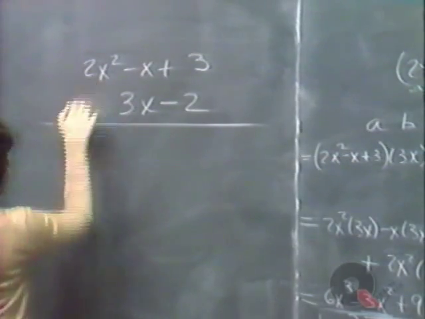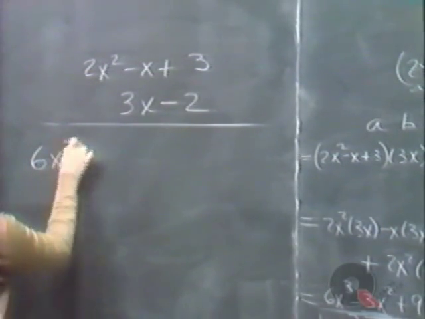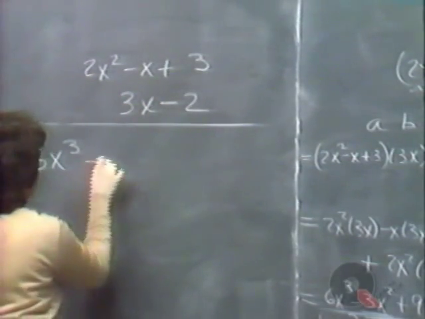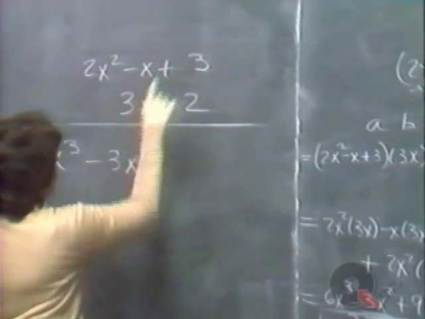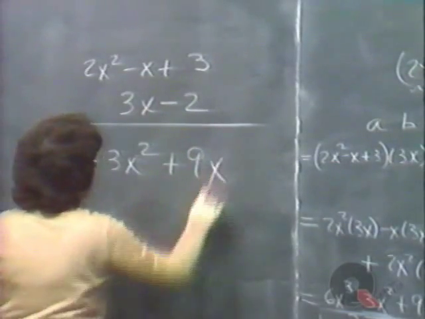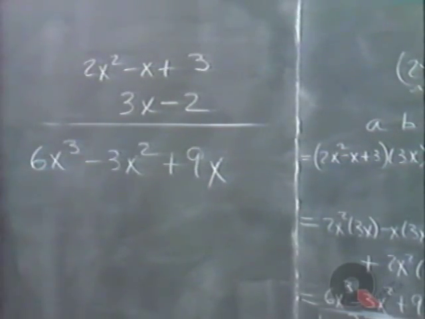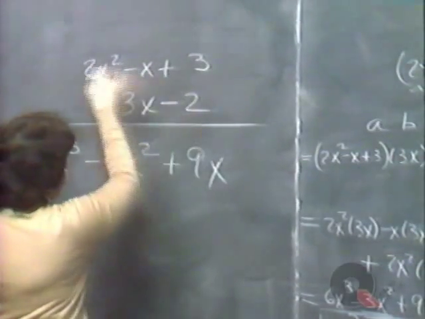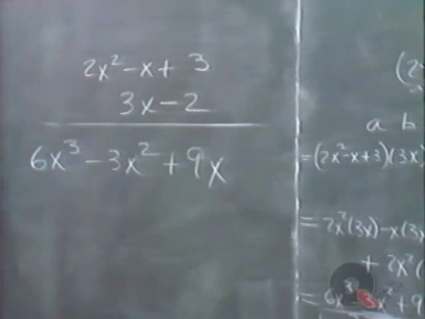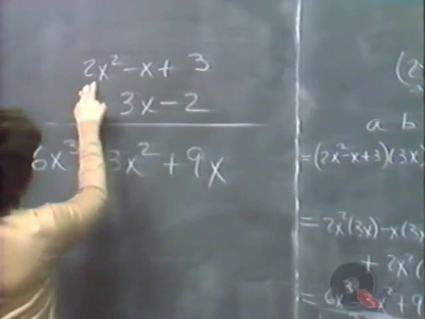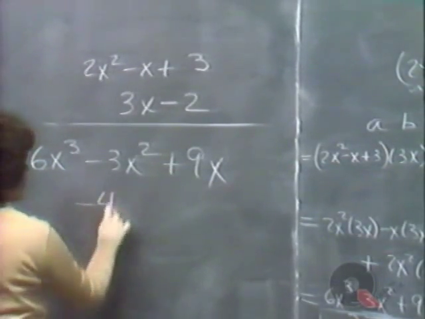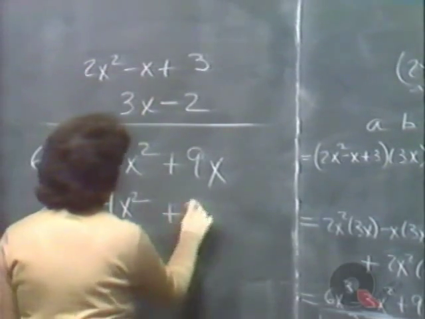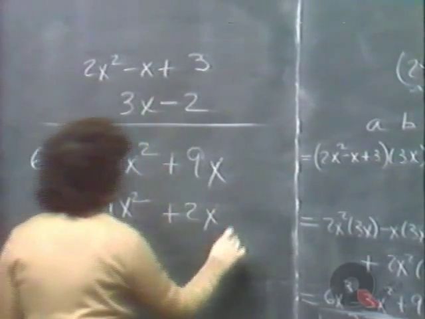3x times 2x squared gives you 6x cubed. 3x times minus x gives you minus 3x squared. 3x times 3 gives you 9x. Okay, then now that you've finished with the 3x, the minus 2 is going to be multiplied by every term on top. Minus 2 times the 2x squared gives you minus 4x squared. Minus 2 times minus x gives you plus 2x. Minus 2 times 3, minus 6.